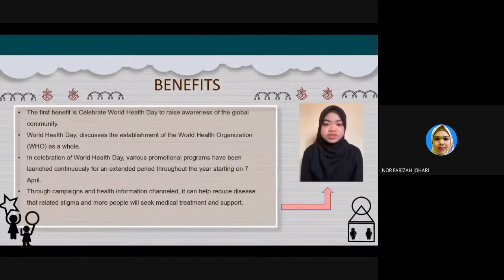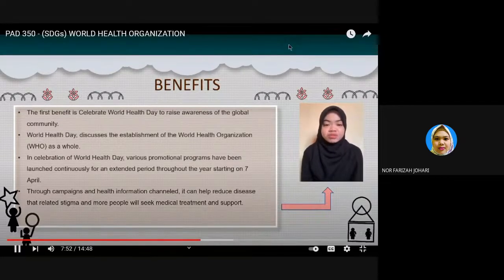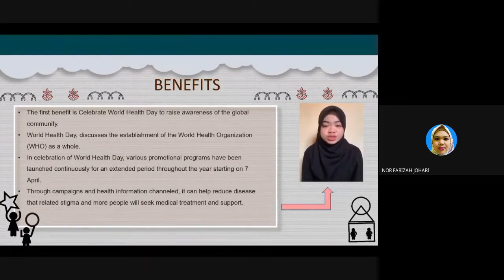The program was first held on 22 July 1949, but the date was later changed to 7 April to encourage the participation of the students in the events. World Health Day provides an opportunity for the globe to focus on important public health issues as well as influence the international community. In celebration of World Health Day, health promotion programs have been launched continuously for an extended period throughout the years, starting on 7 April.